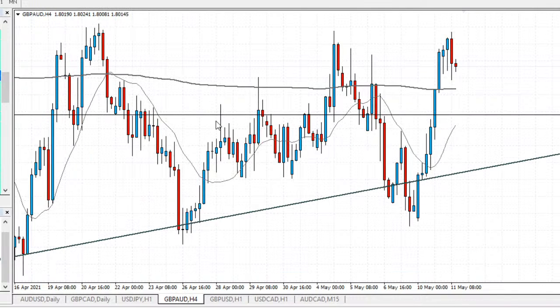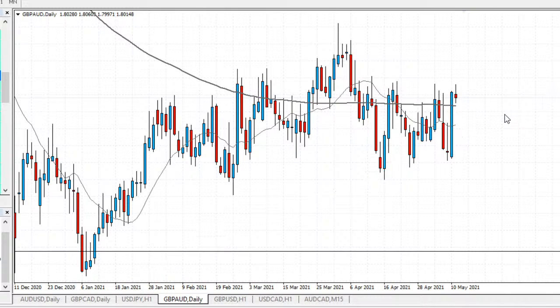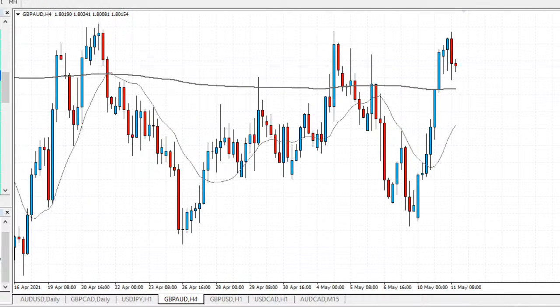GBPAUD, which does move similar to GBPNZD as well. Again, this pair however not as clean as GBPNZD. You can see here on the daily the price action is very, very choppy and very all over the place. So again, not looking to trade this pair. It does not look clean at all.